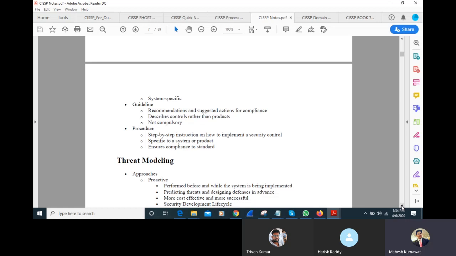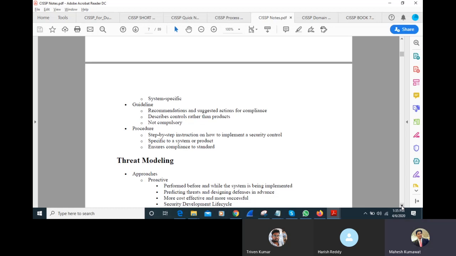You can follow it or not follow it. Okay, so this describes the controls rather than products. So what type of control system, recommendations, and suggested actions for compliance. Okay, suppose the guideline is basically about passwords. You need to provide an 8-character alphabetical password. This is the guideline from the company. Whether you provide the 8-character password or not depends on you. Okay, so this is a suggestion. This is the compulsory versus not compulsory sort of thing.